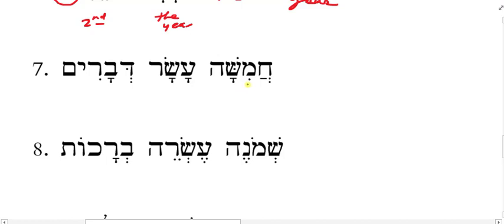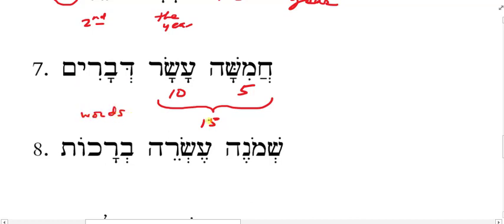Yeah, this is a form of chamesh. Good. So this is 5. Excellent. Asar. That is 10. That's a form of eser. Okay. It's a form of 10. So chamisha asar is what number? Yeah, this is 5 and 10, or 15. 15 what? Devarim.